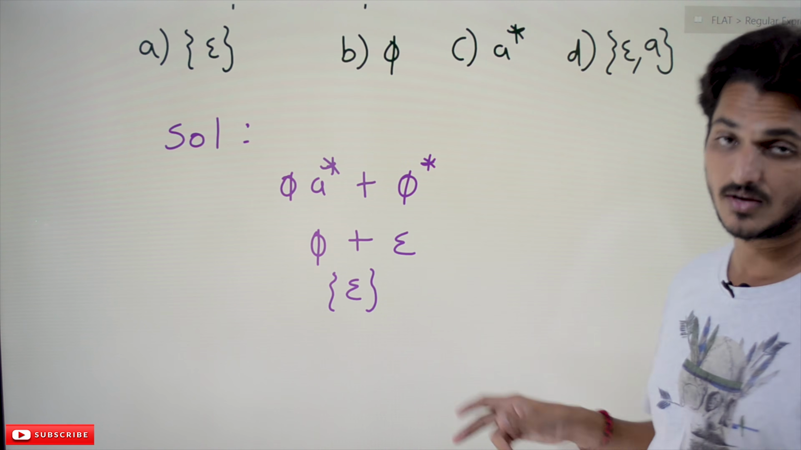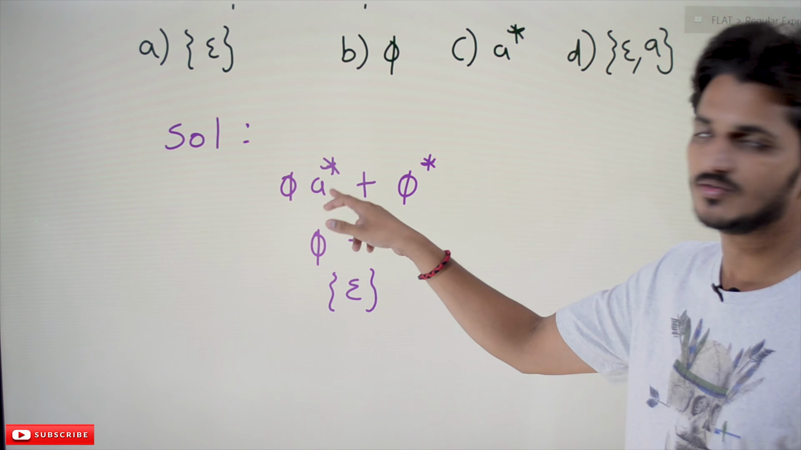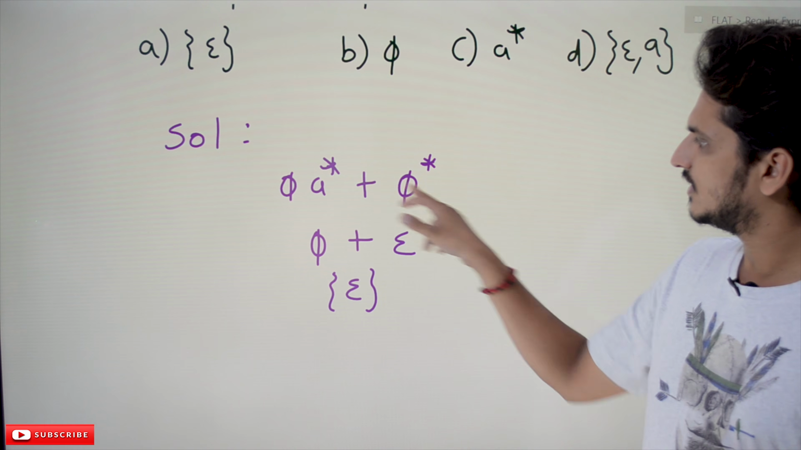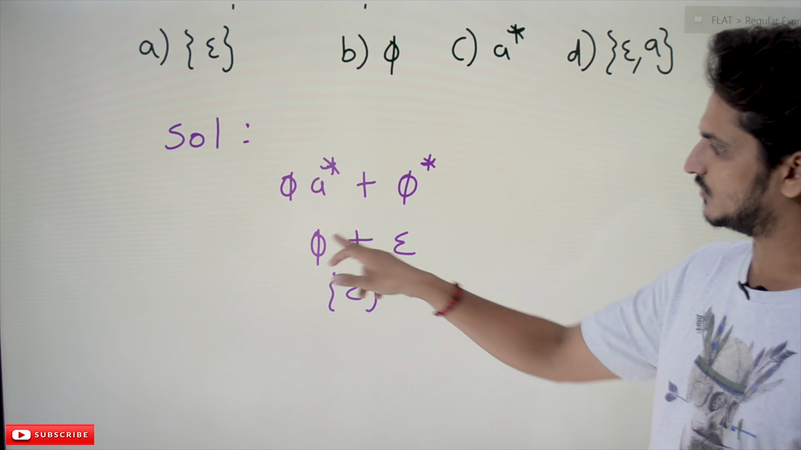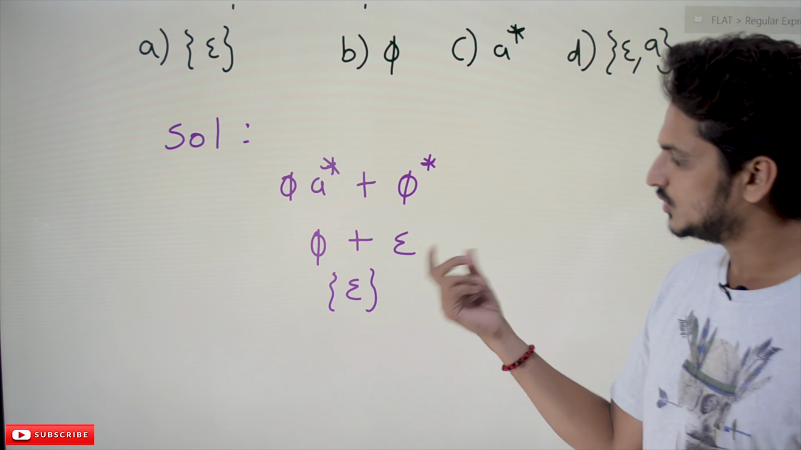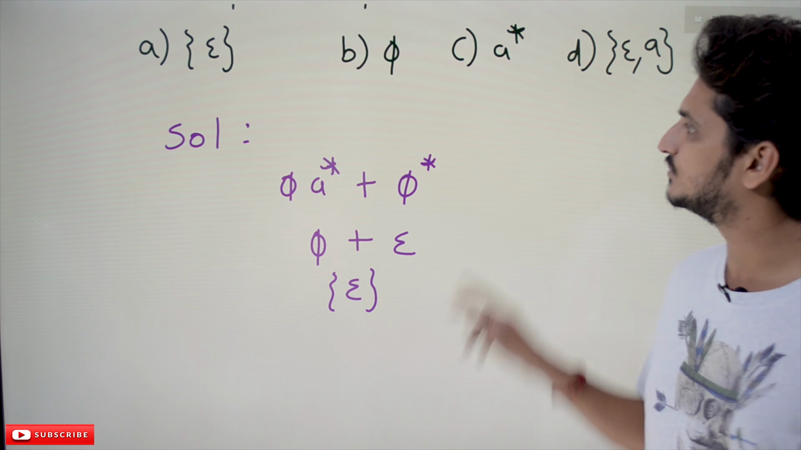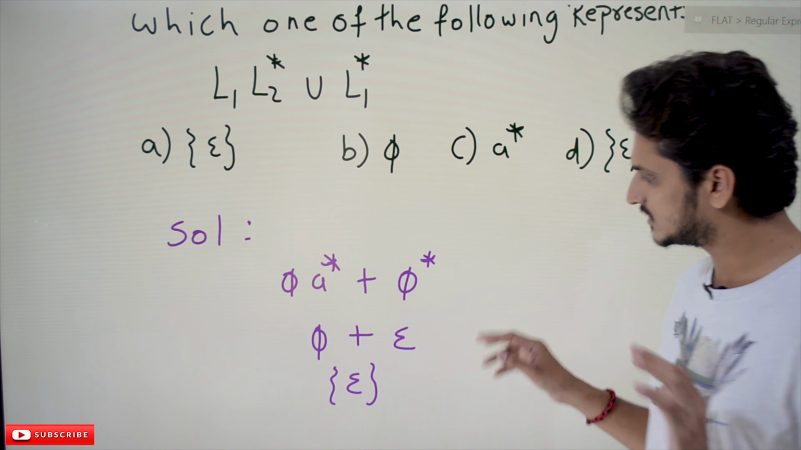The formula for this was already discussed in our previous classes. Phi concatenated with A star can be written as phi. Or phi star is given as epsilon. Phi star means epsilon. So phi union epsilon is epsilon. So the output is epsilon. Answer A is correct. So these are some of the GATE bits.